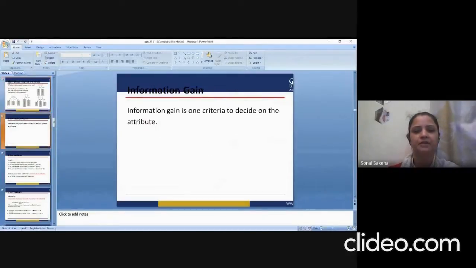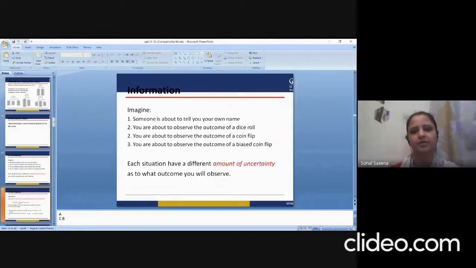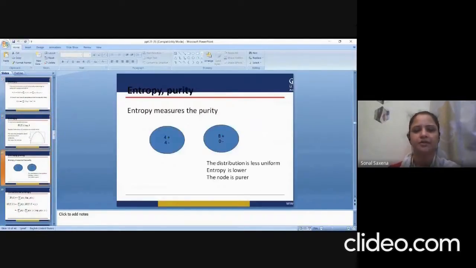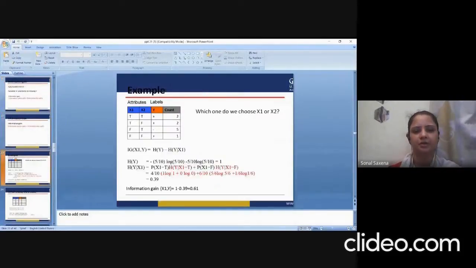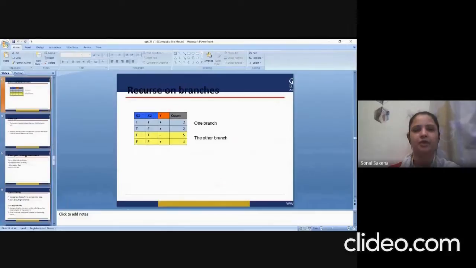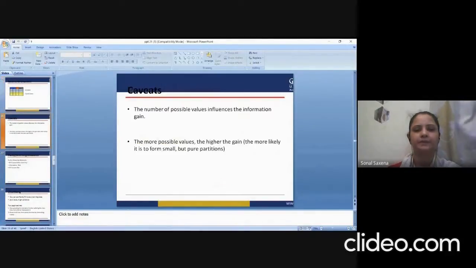So here you have seen some of the feature selection topics that I'm going to cover in the next lecture. This is information gain, entropy, what is purity here, what is conditional entropy, and the information gain example that we have seen. I'm going to cover these already.